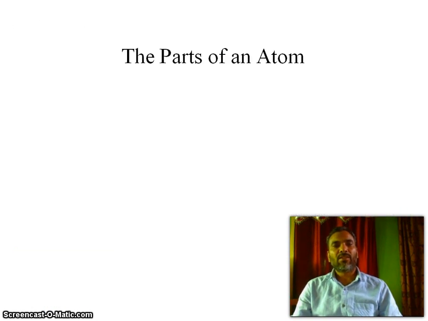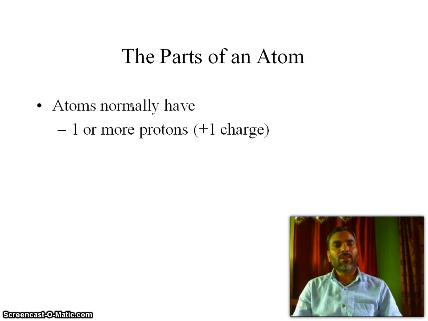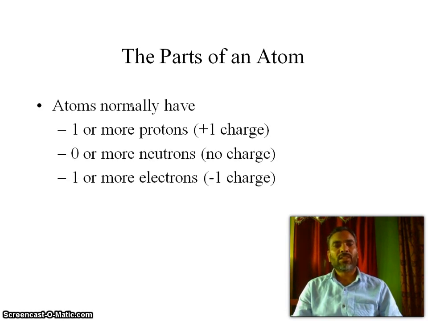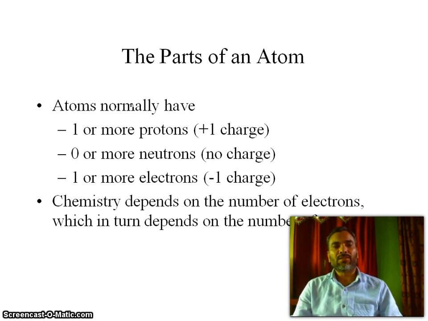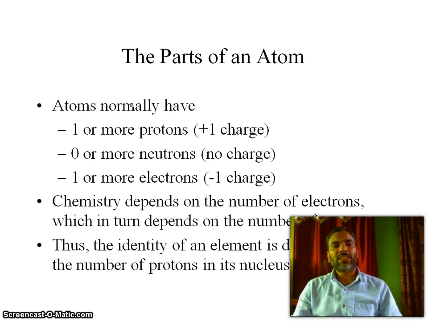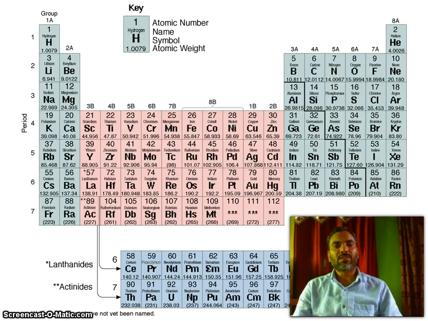So friends, parts of an atom: one or more protons, positive charge; zero or more neutrons, no charge; one or more electrons, minus one charge. So here it should be positive. Chemistry depends on the number of electrons, which in turn depends on the number of protons. Thus, the identity of an element is determined by the number of protons in its nucleus.